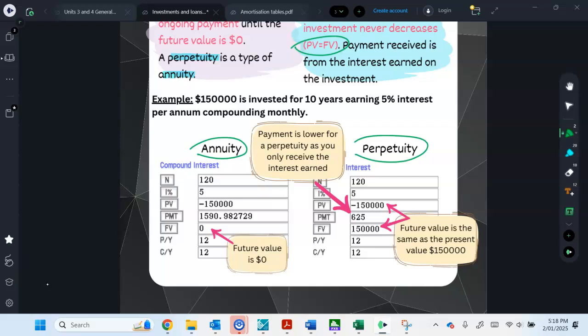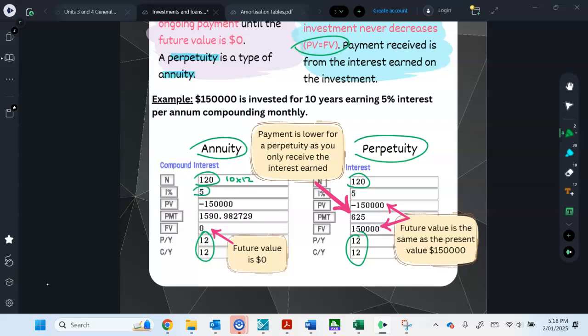All right, so let's have a look at this example, just comparing the difference between an annuity and a perpetuity. We've got $150,000 invested for 10 years, earning 5% interest per annum, compounding monthly. So the number of time periods, our N, is the same. Both are going for 120 months. That 120 comes from the 10 years times the 12 months. And this is where we also put in our 12 months in a year.